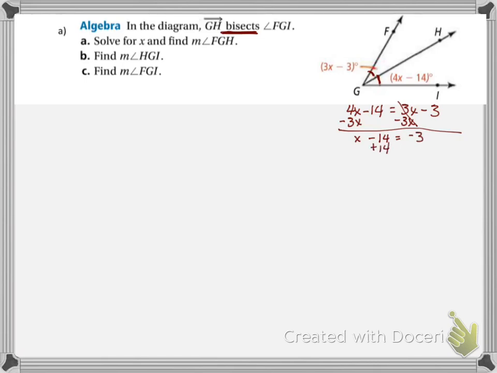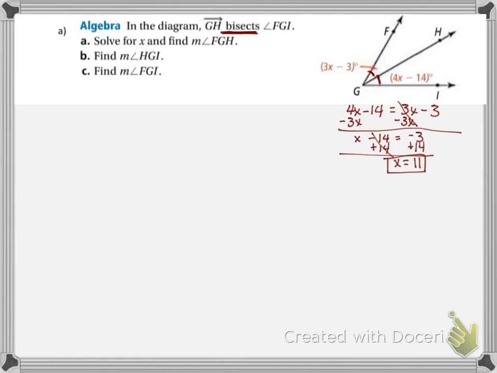We add 14 on both sides. This goes away, that's what we want. And we have negative 3 plus 14 equals positive 11. So now we figured out what our x value is, because that's what it was asking for.